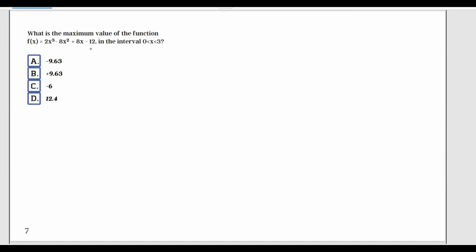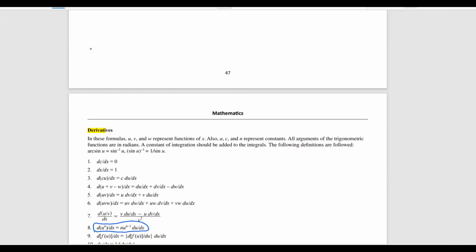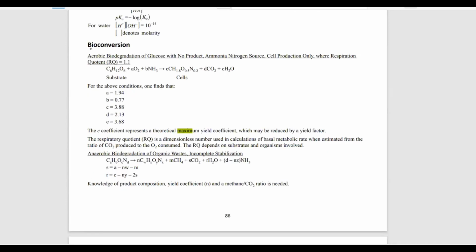What is the maximum value of the function f of x equals 2x cubed minus 8x squared plus 8x minus 12 in the interval where x is greater than 0 but less than 3? Okay, so how to evaluate maximum or minimum or inflection for that matter? Let me come here to the FE handbook. If I write maximum, we're going to get a lot of options, and you don't want to do that.